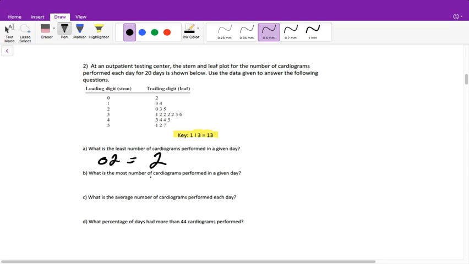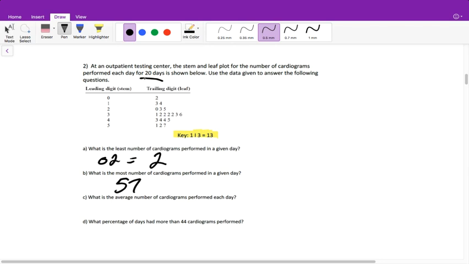All right, then what is the most number of cardiograms performed? Well, the largest stem is 5. The largest leaf of that stem 5 is 7. So that means there are 57 cardiograms performed in one day. That's the most.